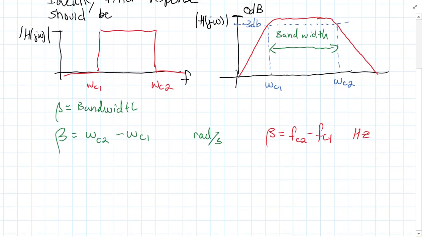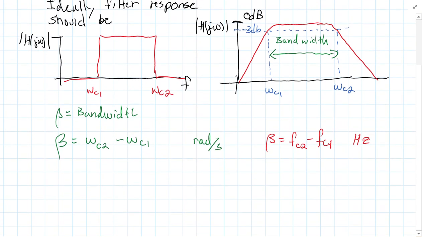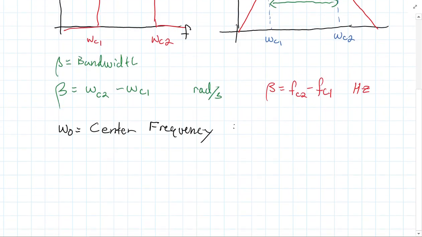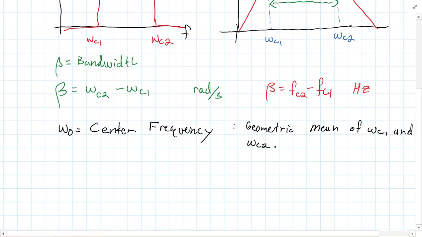But then we also have something that we call the center frequency. We're not going to have that be omega c. We let omega 0 be something called the center frequency. We define this as the geometric mean of omega c1 and omega c2.